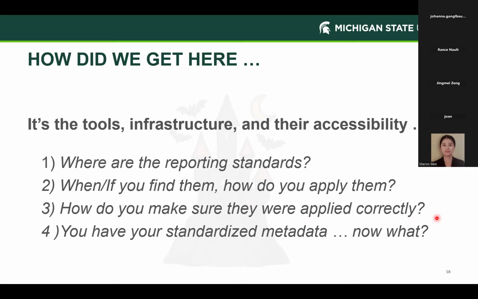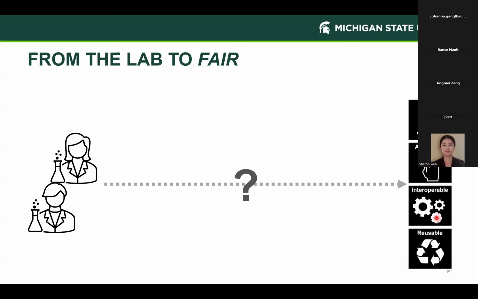And I will say when we started the DMAC, I think the state was a lot harder to find a lot of these things compared to today. So there's definitely been progress. So essentially what we're talking about is, how do we go from the lab to FAIR?